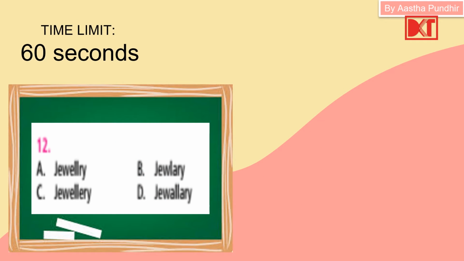Right, here we have the word jewelry and the correct spelling here is that of C. Jewellery. We all know what jewelry is, those ornaments and accessories. Okay.